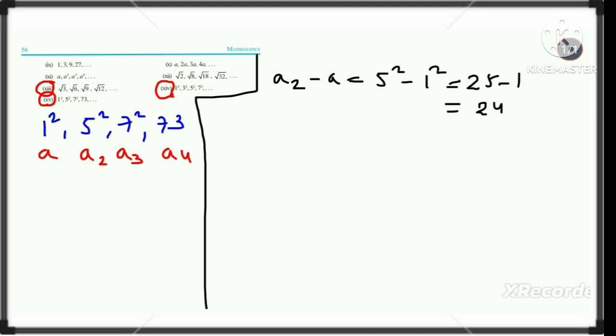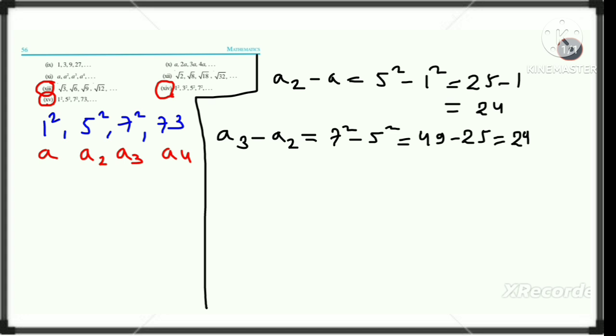Now the difference between a3 and a2. a3 equal to, we have 7 square, minus a2 equal to, we have 5 square, and the square of 7 will be 49, minus, and the square of 5 will be 25, and after subtracting we again obtain the difference between a3 and a2 is 24.